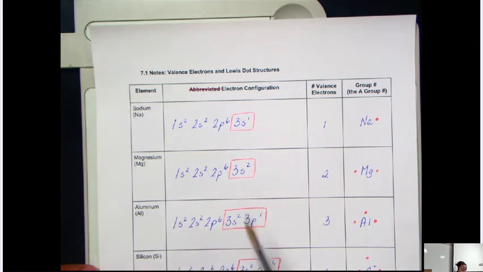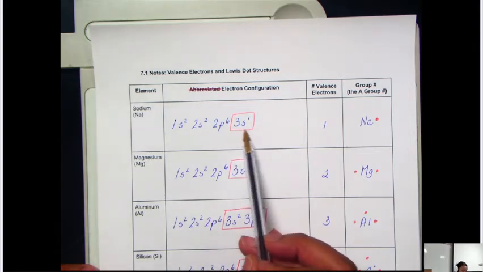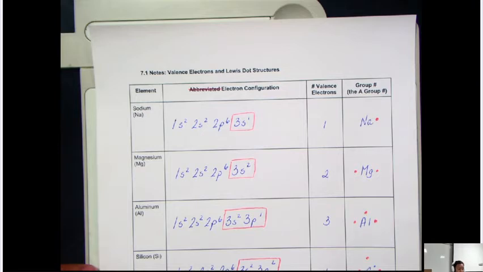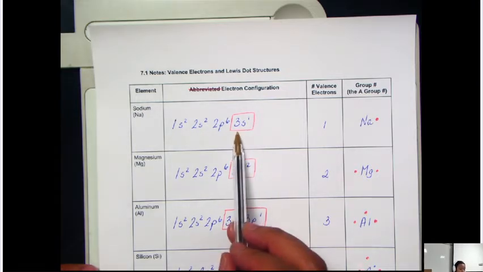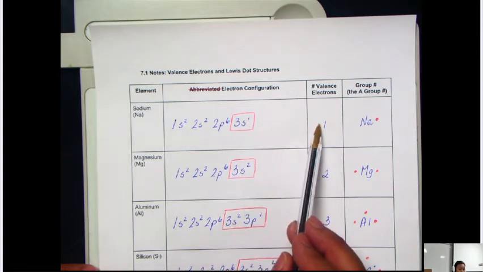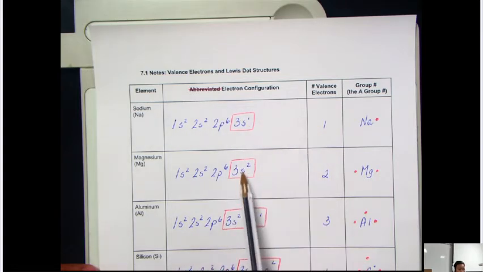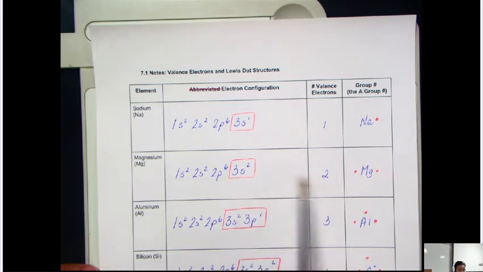So what I have put a box around is the outer energy level and the orbitals that are occupied. For sodium, sodium has one valence electron. Magnesium has two valence electrons in its outer shell.